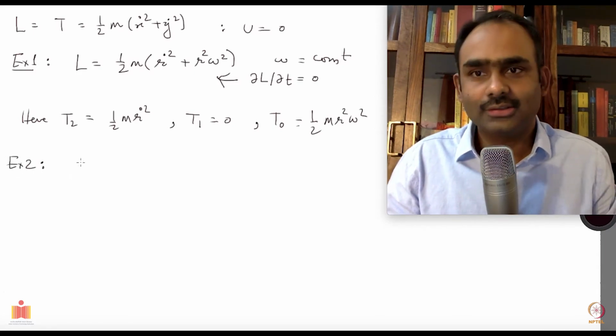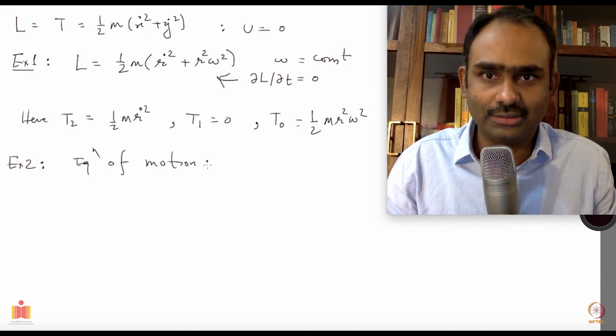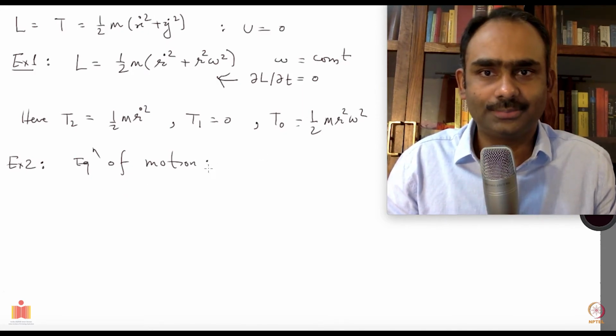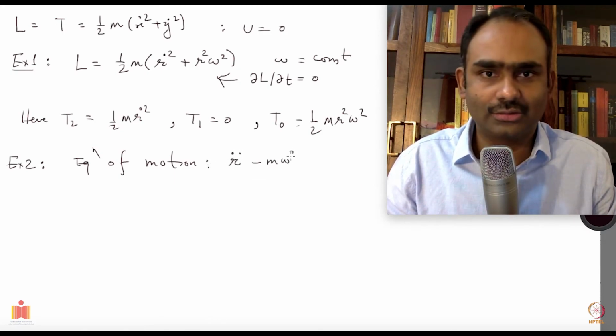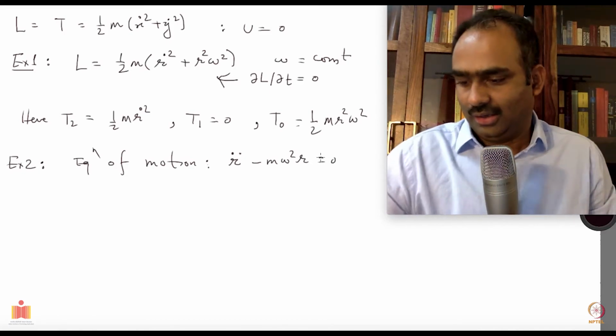Okay, so you please find it out, the equation of motion. Use your Euler-Lagrange equation and get the following. Equation of motion should be r double dot minus m omega square r equals 0.